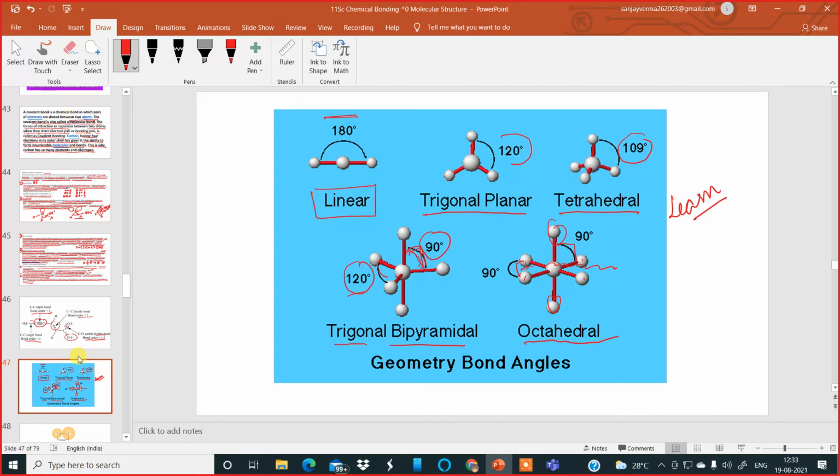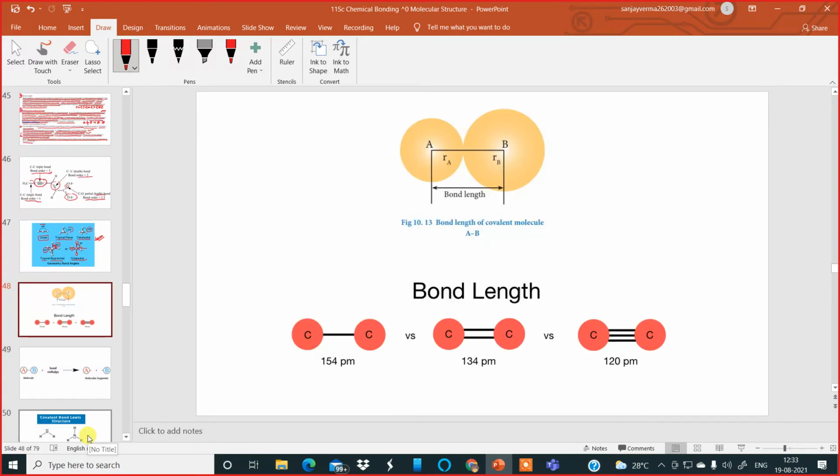Now, moving to the next slide, we have one of the parameters, bond length. Have a look at it very carefully. In a covalent molecule, Ra is the atomic radius of A, and Rb is the atomic radius of B. So they are bonded covalently. That is the covalent bond. The bond length is the distance from the nucleus of A to the nucleus of B.